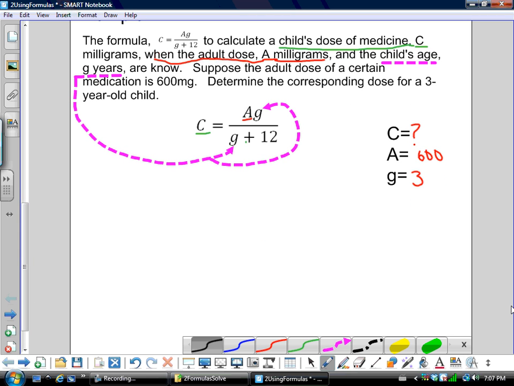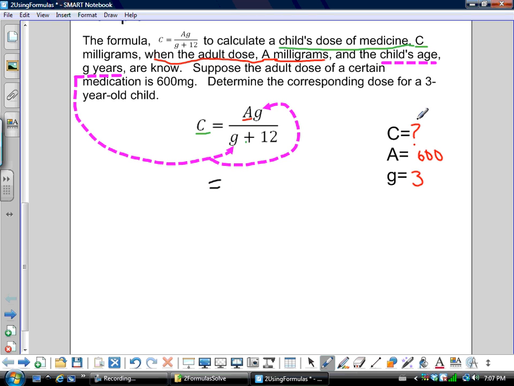Now it's just a matter of substituting into the equation in order to calculate. So C equals capital A, which was 600. When it has an AG, that means I'm multiplying. My G here is the child's age, which is 3. And I'm dividing it by 3 plus 12.